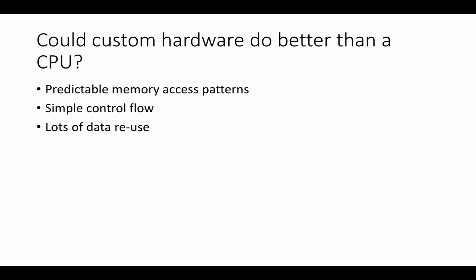And the last question is, could custom hardware actually do better than a CPU or a GPU? So there's demand for higher performance, but is higher performance technically possible? And the answer here is yes, too. And the big reason for this is that in image processing applications, unlike in things like Microsoft Word, you tend to have very regular, predictable memory access patterns, very simple control flow, and data gets reused a lot.